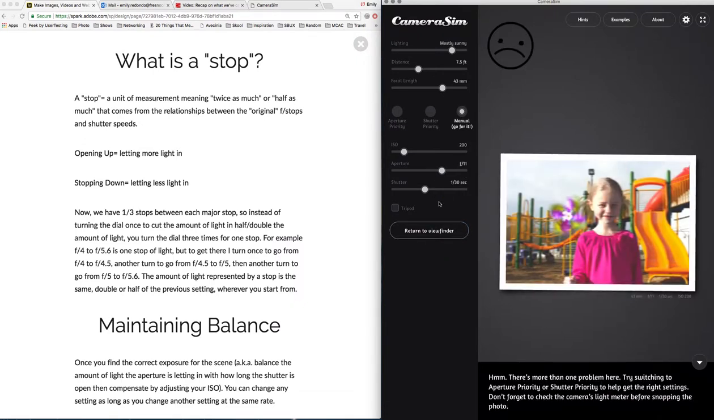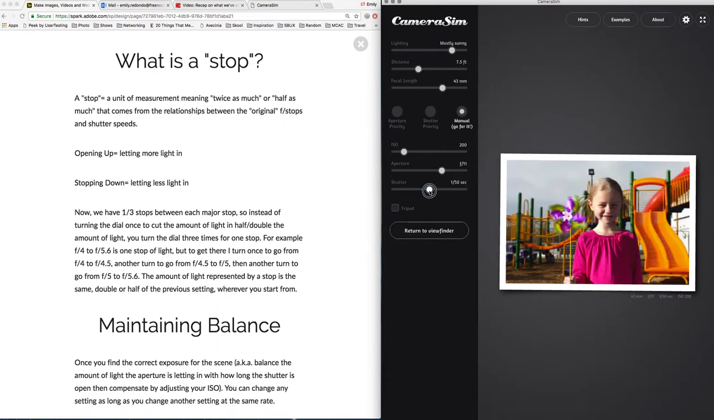And if you remember from my other video, 1/60th of a second is the slowest you usually want to go when you're hand holding a camera. So to take care of this, then, well, first I can go to a tripod, but I'm just going to go back up to my 1/60th, and hey, we're good.